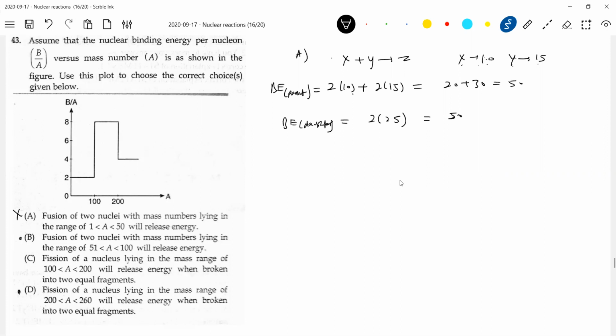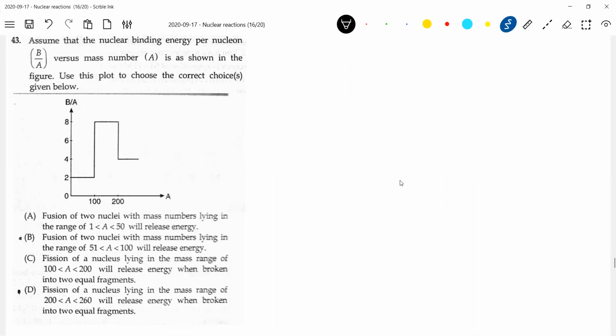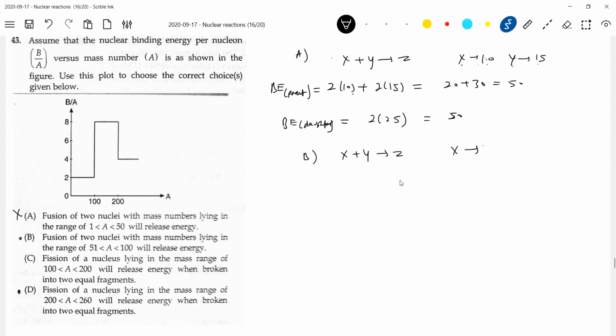Next, fusion of two nuclei with mass number lying in the range of 51 to 100 will release energy. Fusion of two nuclei, so here 51 to 100. Now the next option: X plus Y gives Z. Let me assume X is between 50 and 100, so let me assume 60, and Y be 70.